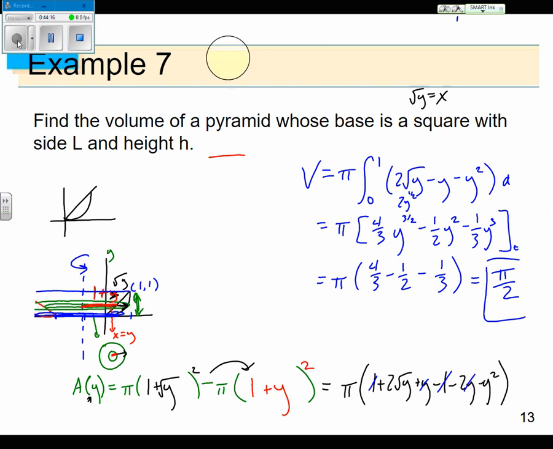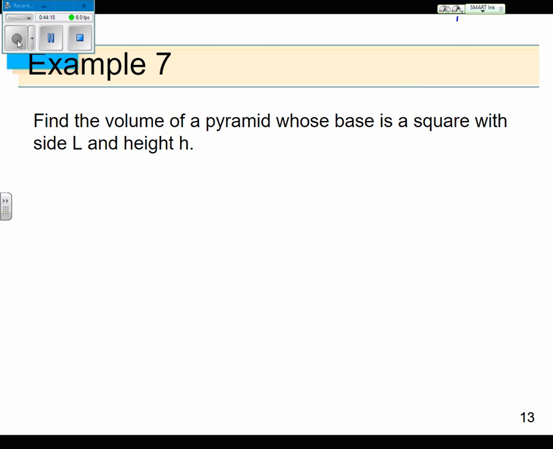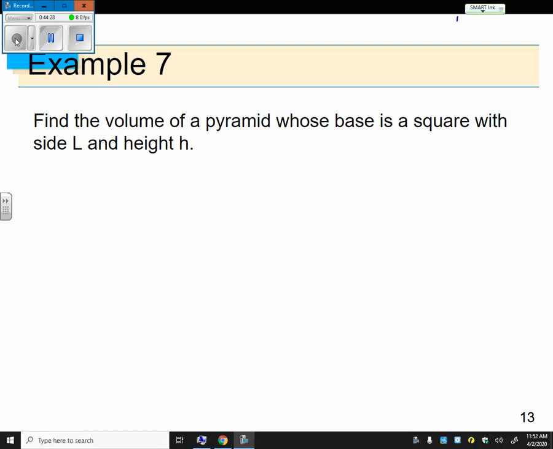One more I want to talk about that you'll see. And I want to go back to the shapes. Like we did a sphere at the beginning, I want to go ahead and do a pyramid here at the end. I'm finding the volume of a pyramid whose base is a square with side L and height h.